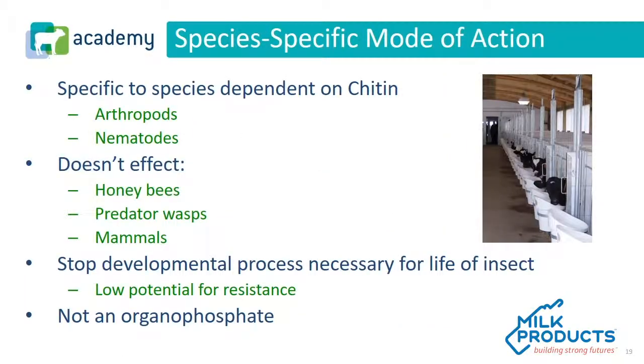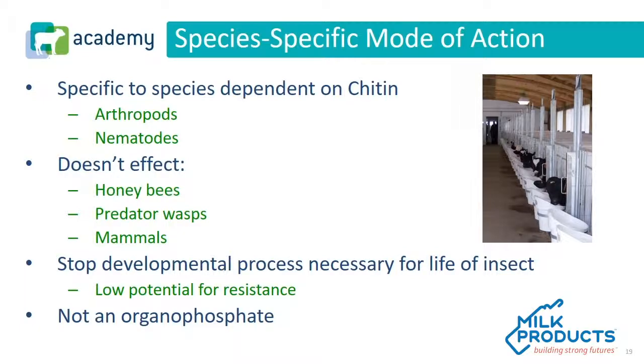This specific mode of action of Elim-A-fly, or diflubenzuron, is a tremendous safety factor for its use. It makes it an extremely safe product to use in calf production, because Elim-A-fly only affects species that are dependent on chitin for development. This is just arthropods and nematodes. Therefore, Elim-A-fly or diflubenzuron does not affect honeybees, predator wasps, or mammals.